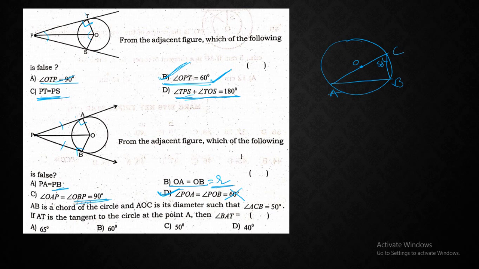Right? AT is a tangent. So AT is a tangent to the circle at point A. So there is a tangent drawn at A. So this is some T. Then what is the angle BAT? So he is asking about BAT.